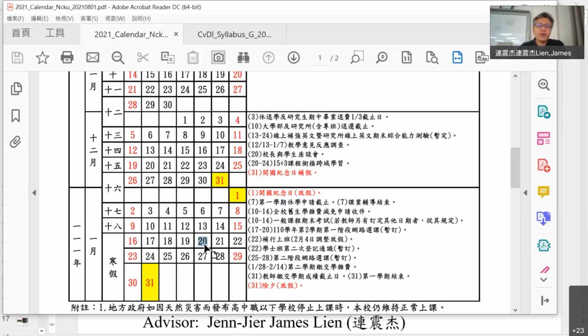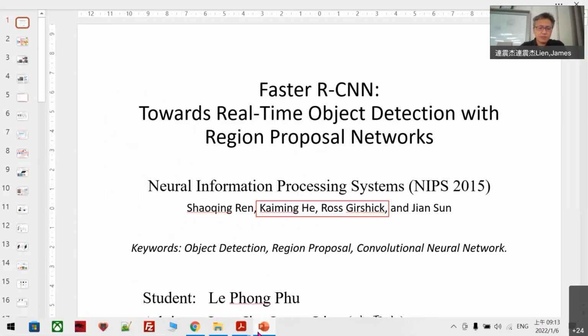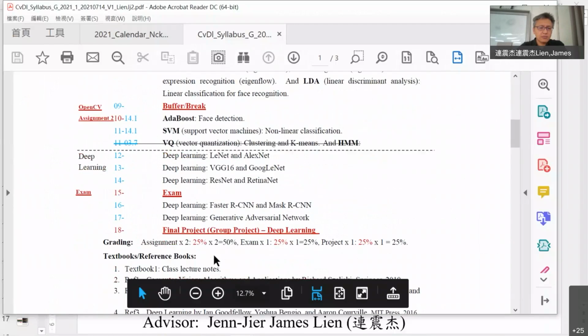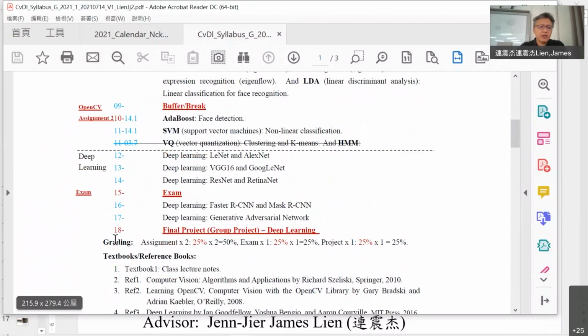And 20th again, I will talk about YOLO V4. Not here, because everybody will be using the internet. So that's for next week, and in one more week, I'll teach you YOLO V4.